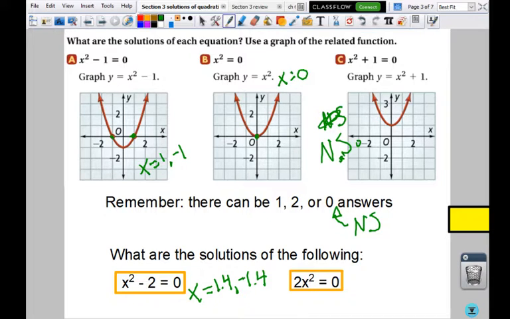So remember, our answers are just the x, because y is always 0 for solutions, or roots, or zeros. Y is always 0, so all I care about is x. Negative 1.4, 1.4. I want you guys to try one real quick by graphing. I want you to plug in 2x squared. You don't have to plug in the equals 0, just plug in 2x squared. And see, where does it cross the x-axis?